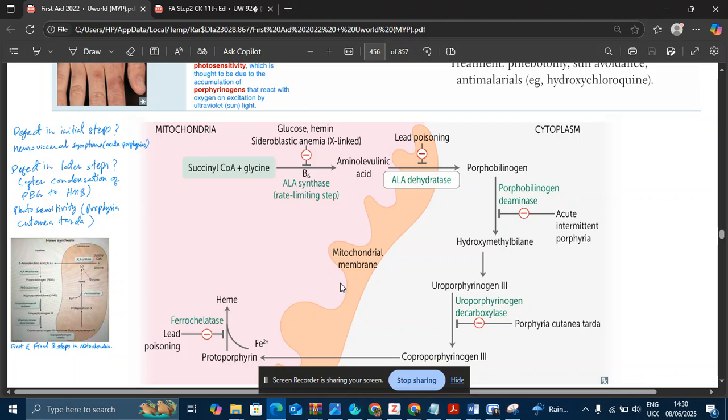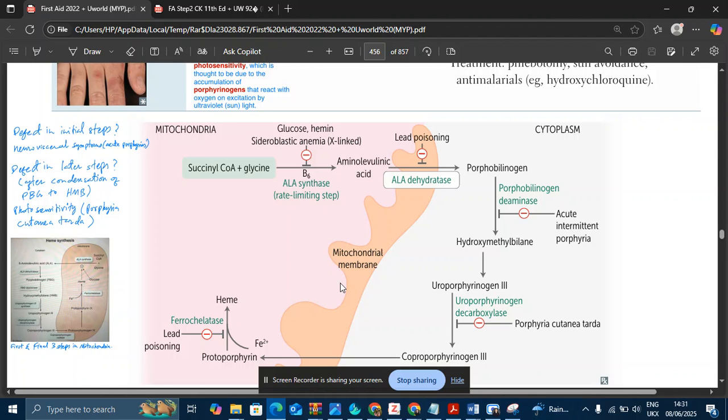Okay, so for heme synthesis, first you should know that part of the heme synthesis occurs in mitochondria and part of the synthesis happens in cytoplasm. Okay, what two ingredients do we need to synthesize heme? So, first we need succinyl CoA plus glycine.